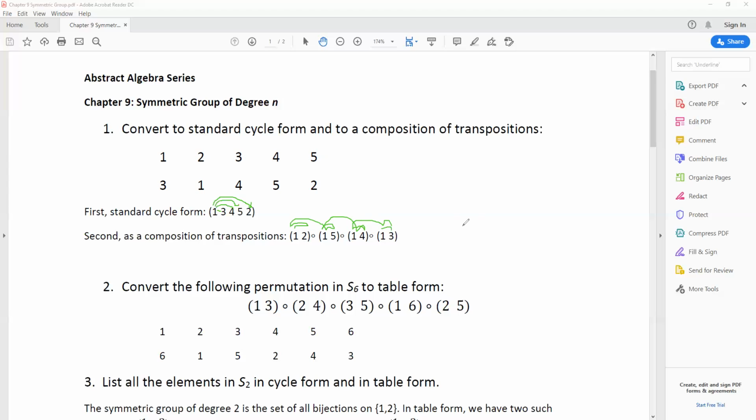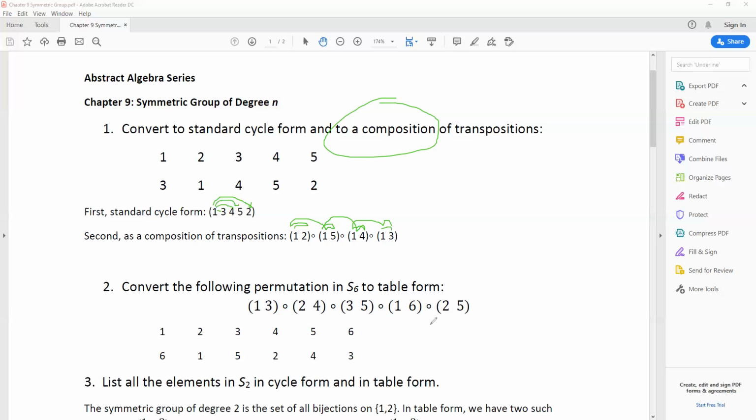Number 2, convert the following permutation in S6 to table form. This is the opposite of the first problem. This time they're actually giving us the composition of transpositions and putting it in table form. And again, since this is a composition, we must work our way from the right side.